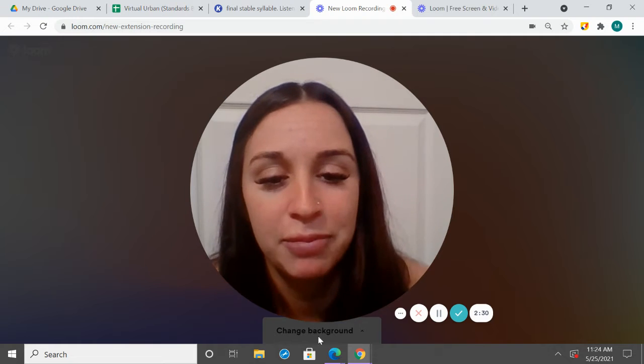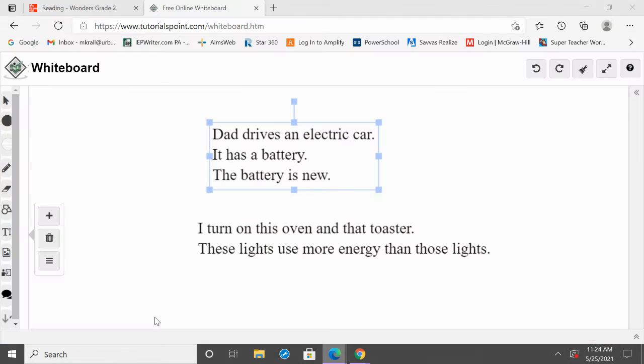Let me go back to that page and show you what I'm talking about again. I turn on this oven and that toaster. This goes with oven, oven is singular, so this oven. That goes with toaster, toaster is singular, so we can use that. These lights use more energy than those lights. Lights is plural, so we need to use these or those, and we used these. Lights is also plural again, so we used those.